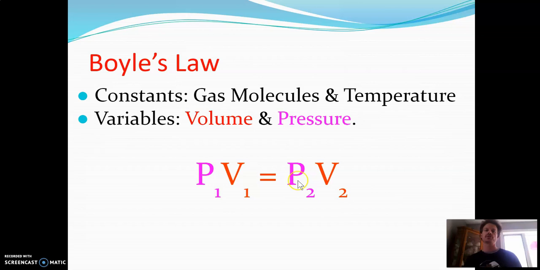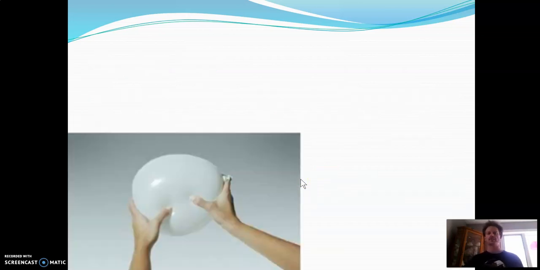We're going to be able to make some of those easy calculations. But that's Boyle's Law, right? All right, some real life applications. If we take a balloon and we squeeze it, we're increasing pressure, and what's happening with the volume? Okay, think about that one.